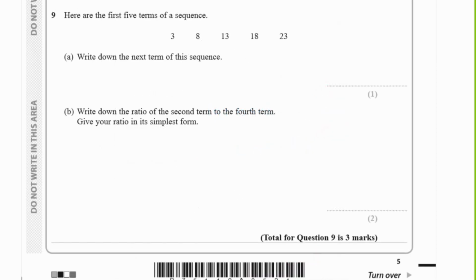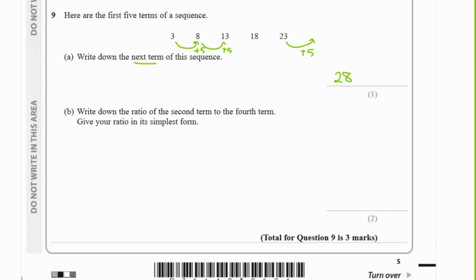Question 9 says, here are the first 5 terms of a sequence, 3, 8, 13, 18, 23. Part A, write down the next term of this sequence. So if we look at this sequence, we can see that for each term we are adding on 5. 3 plus 5 is 8, and 8 plus 5 is 13. And therefore, to find the next term of the sequence, we will just do 23 plus another 5, which gives us 28.